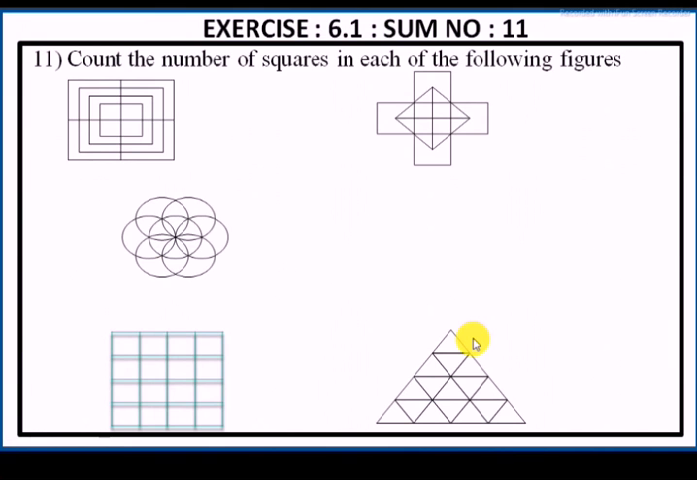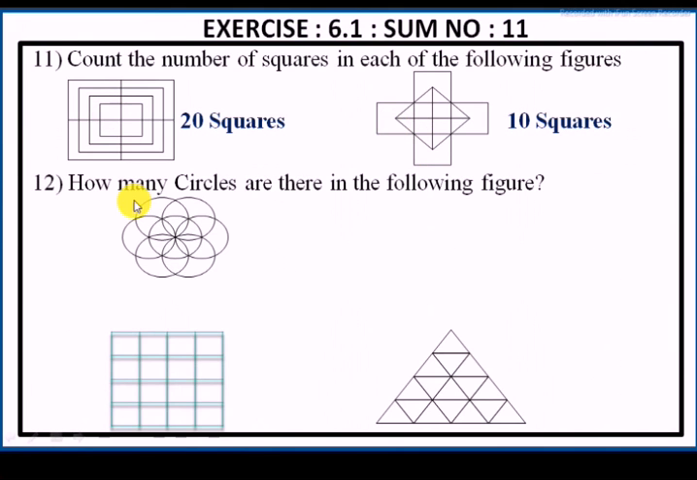Count the number of squares in each of the following figures. The first one has 20 squares. The second one has 10 squares. How many circles are there in the following figure? You have 7 circles. 1, 2, 3, 4, 5, 6 and center 7.